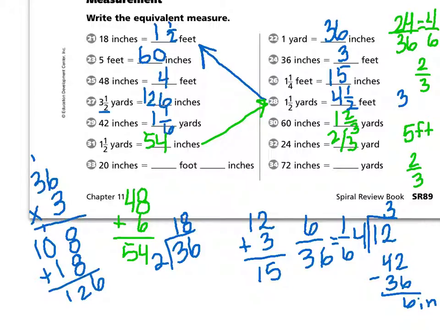20 inches equals how many foot and inches? Well, that would be 1 foot, and there'd be 8 inches left over, because 12 plus 8 equals 20. 72 inches equals how many yards? And I know that 36 plus 36 equals 72, and 36 inches are in a yard, so that would equal 2 yards.